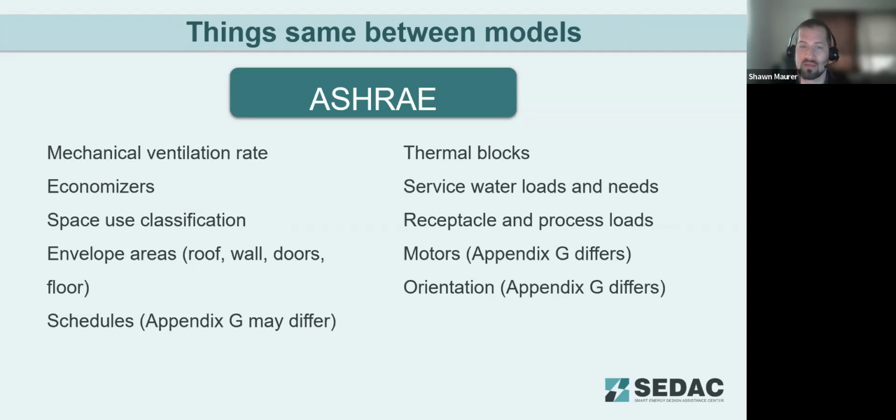Similarly, for motors and orientation of the building, Appendix G allows you to take credit for optimizing orientation and motor performance, whereas in the standard cost budget, they will be the same between models. But then thermal blocks, service water loads and needs, and receptacle and process loads will all be the same between the reference design and proposed design for Ashrae.